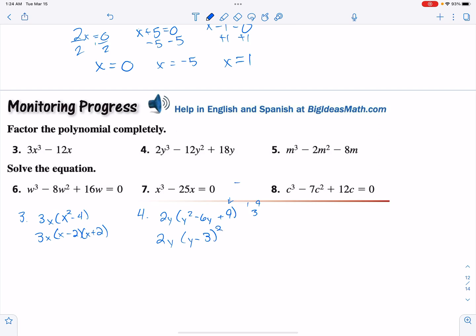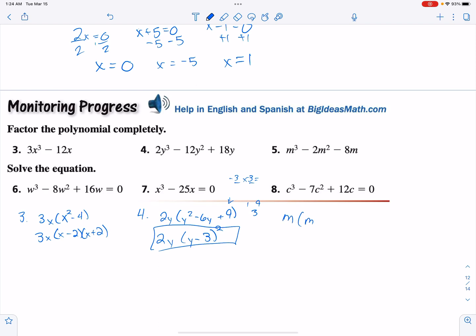Now, if you two-stepped this, you should have got negative 3 twice anyway. Because negative 3 times negative 3 is 9. Negative 3 plus negative 3 is negative 6. But we can write it like this. It's a shortcut.